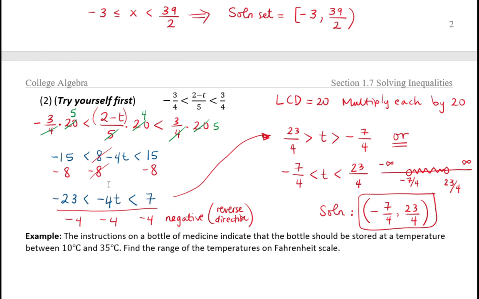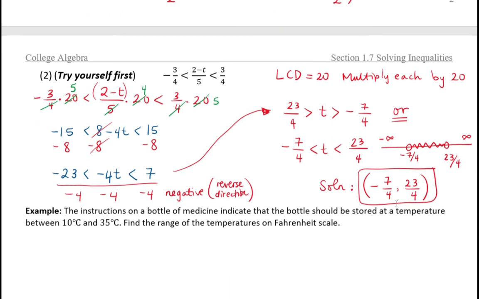So if you divide by -4, as you know, you have to swap the direction, or reverse the direction. So that changes to greater than in that case. And then you rewrite it: -7 over 4 is less than t, and t is less than 23 over 4, so that you can write it as an interval. Just don't forget, whenever you multiply or divide the inequality by a negative number, you have to reverse the direction.